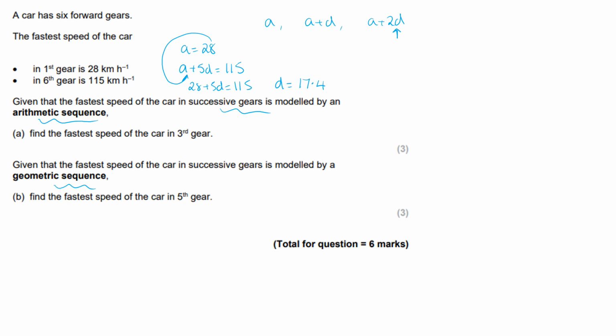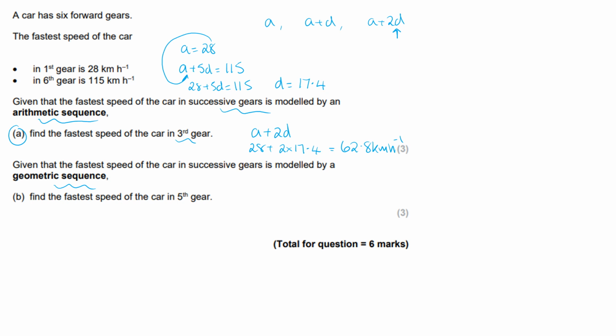Now, being asked what's the fastest speed of the car in the third gear, that will be A plus 2D, which will be 28 plus 2 times the 17.4, which is 62.8. That will be kilometers per hour. In part B, we're using the same information, but now modelling it with a geometric sequence.